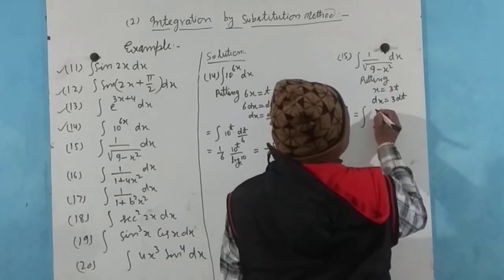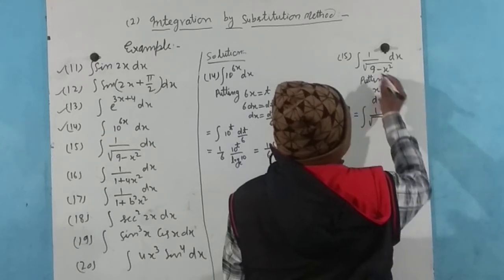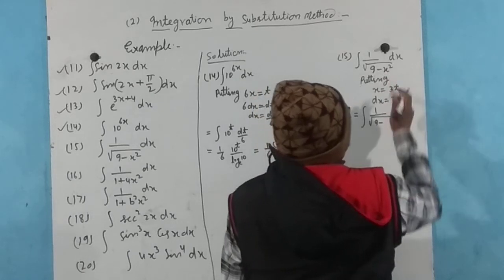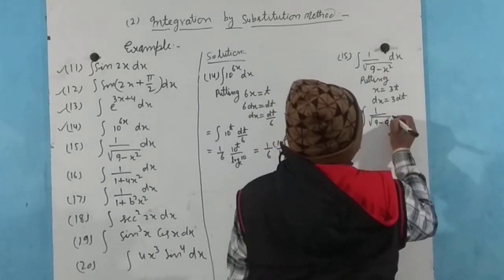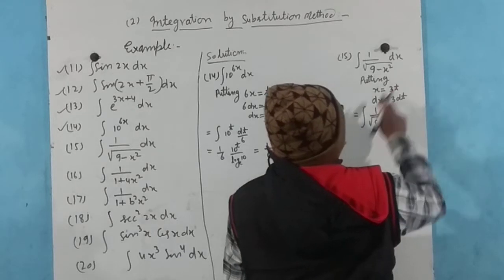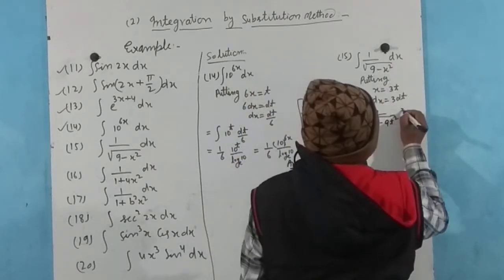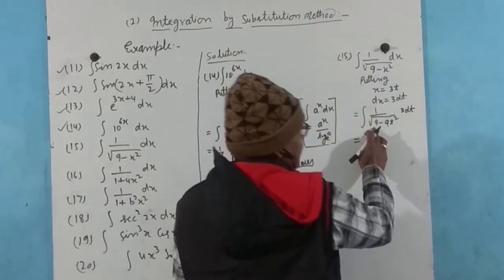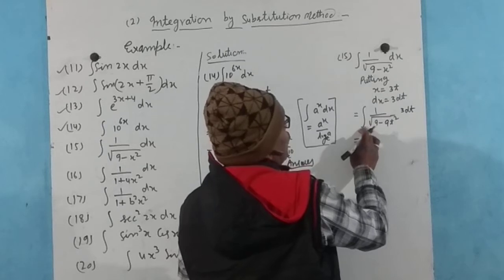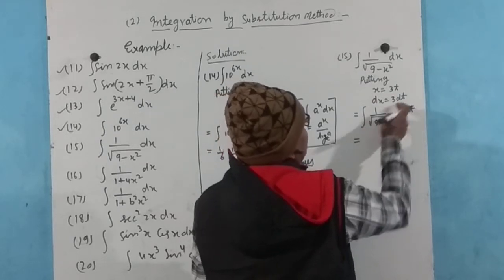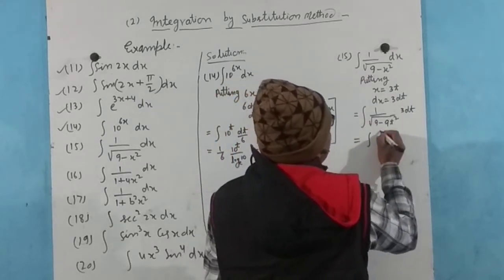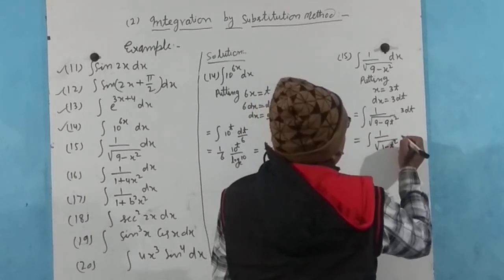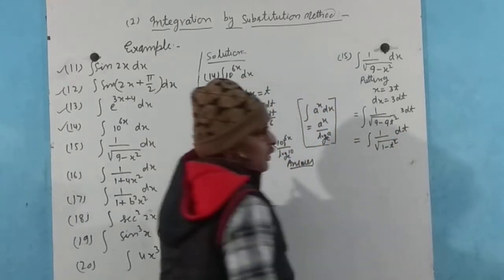Now integration of 1 by under root 9 minus x square, x equal to 3t, 3 squared is 9t square, and dx equal to 3 dt here. Now we take common 9 after under root, it will equal 3, and 3 cancels, so that integration of 1 by under root 1 minus t square dt.